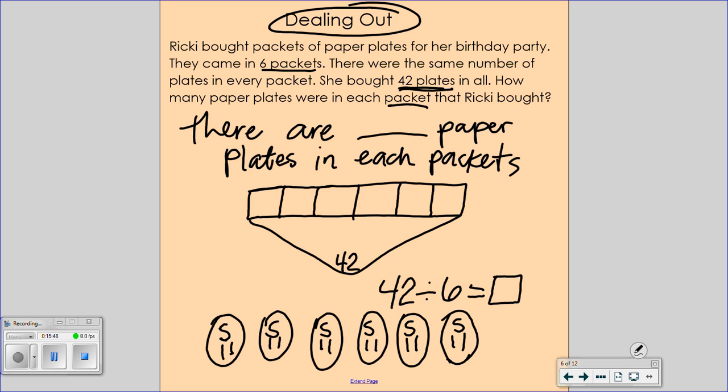42 divided by 6 is 511. No! What's it gonna be? I'm saying this because I've seen kids do it. They see 511, that must be 511. Emma, what's it gonna be? 7. Yes, it's going to be 7. 5 plus 1 plus 1 is 7.